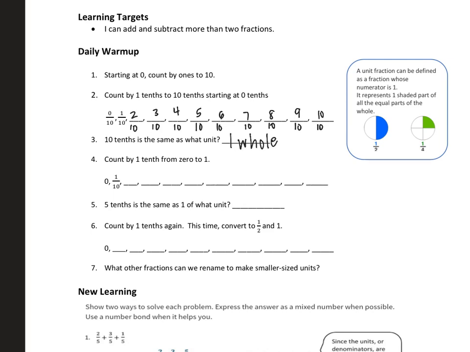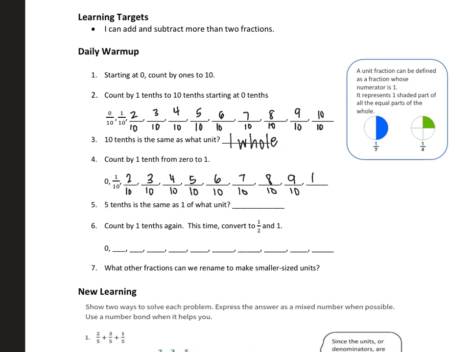So again, we're going to count by 1/10 from 0 to 1. This time instead of 10/10, we're going to put 1. So again, it has 0, 1/10, and you're going to keep filling them in. 2/10, 3/10, keep going. And then instead of putting 10/10, we're going to put 1 whole.